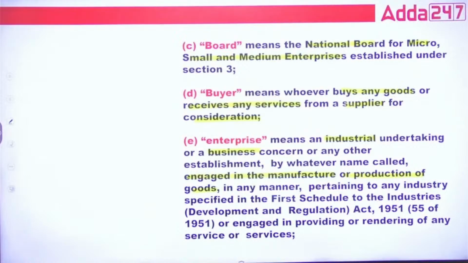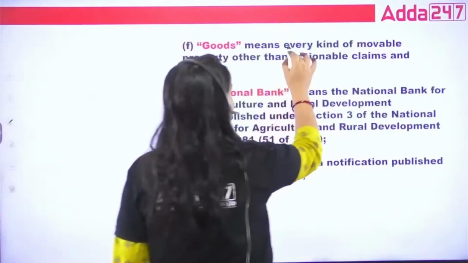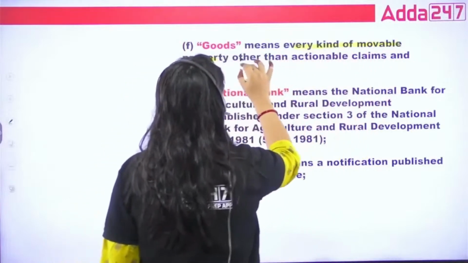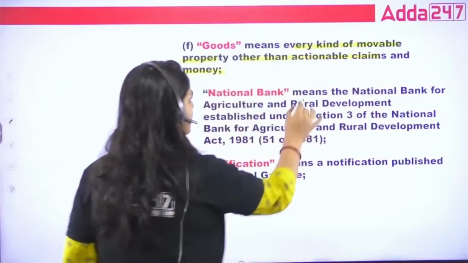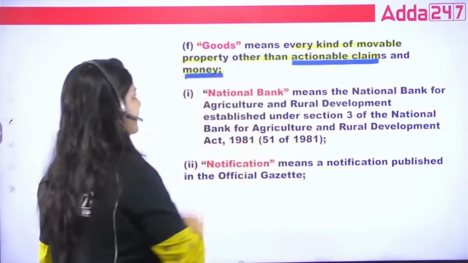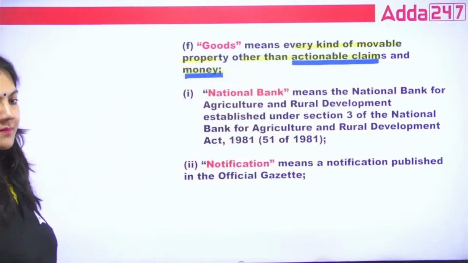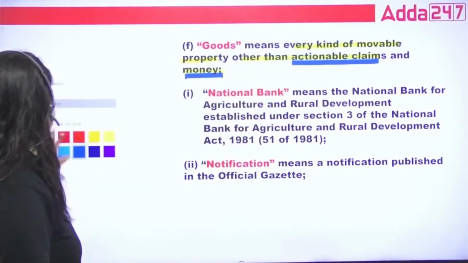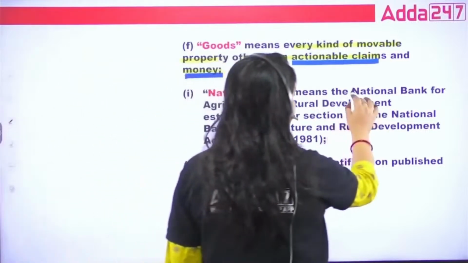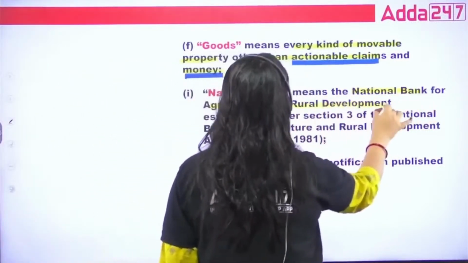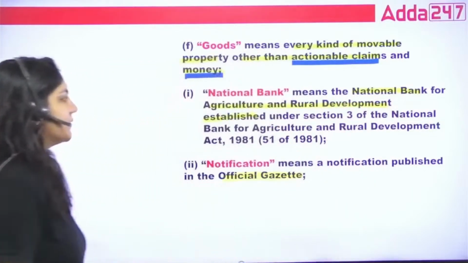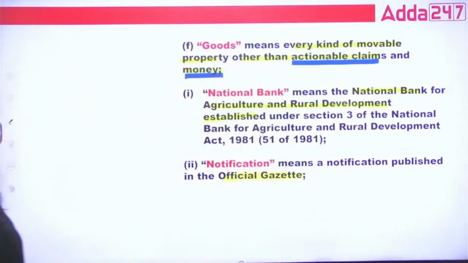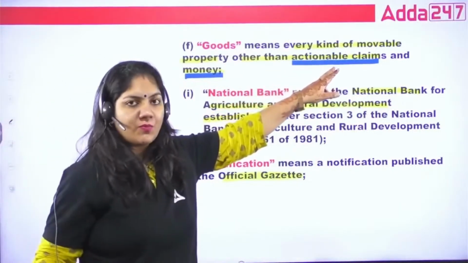Done? Okay, so I think this definition is clear to all of you. What is goods? Every kind of movable property other than actionable claim and money. It means goods will not include actionable claim and money. What is National Bank? National Bank basically means the National Bank for Agriculture and Rural Development established under this act, notified in the official gazette. What is actionable claim? That is written in the Transfer of Property Act.